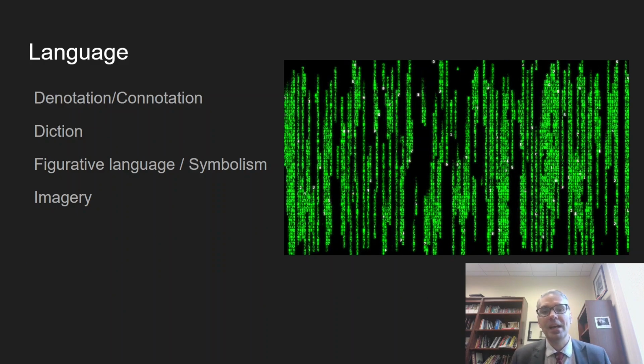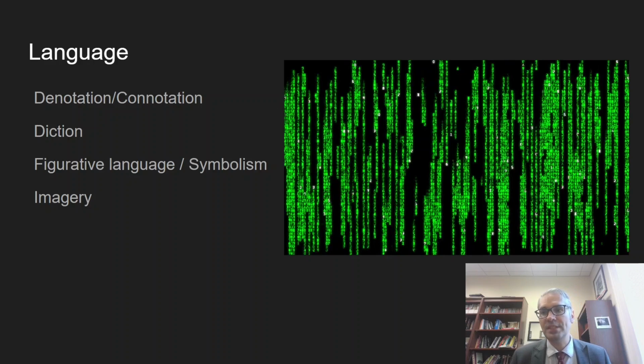Language. I put this image of the Matrix code up here because I think language is what stories are made out of. Stories create virtual worlds, and what constitutes the virtual world? The virtual world is constituted by language. By analogy, the code of the virtual world created by a story is the language. So language is very important. Maybe it's not an exaggeration to say it's the most important element of fiction.